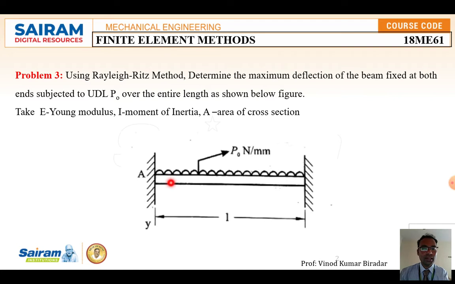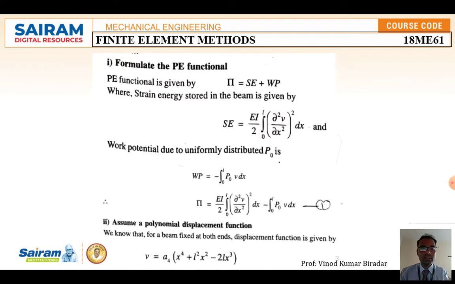So how to find it? I already told you, if you want to solve this Rayleigh-Ritz method problem, you have to remember, or analyze, the list of formulas first. I already gave that in the first class, the introduction class on this method. So this is the problem. For UDL, what is the formula? That is the strain energy and work potential formula for a beam with UDL load. Go on, apply the procedure.